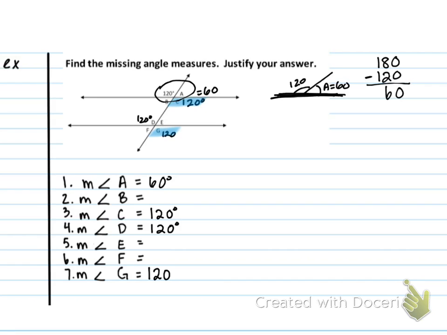If A is 60, that means its corresponding angle, E, is also 60. Right? And then their vertical angles are also going to be the same thing. So if we look at angle A, the vertical angle for A is B. So that is the same as 60. And the same for E. So E and F, they're vertical, so they are the same. That would also be 60.